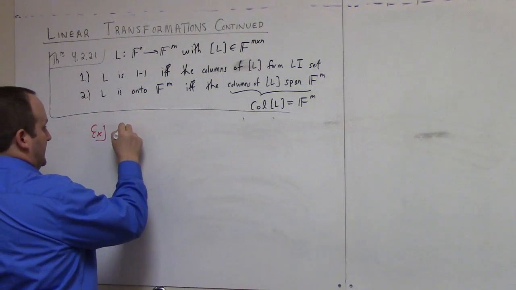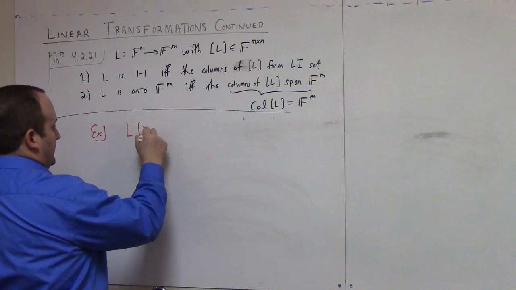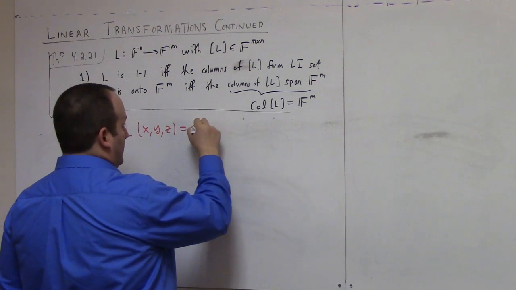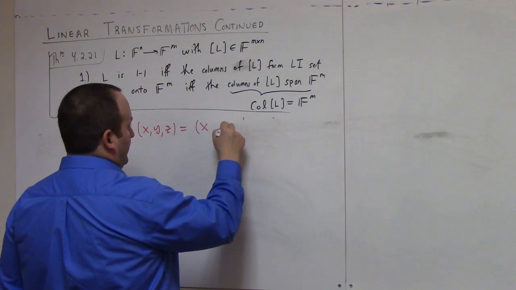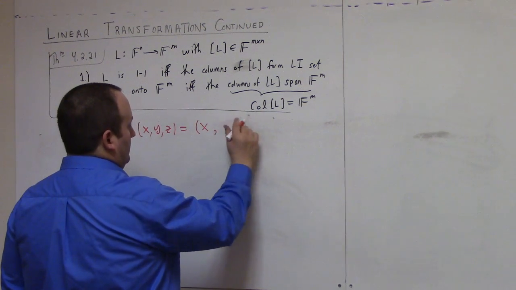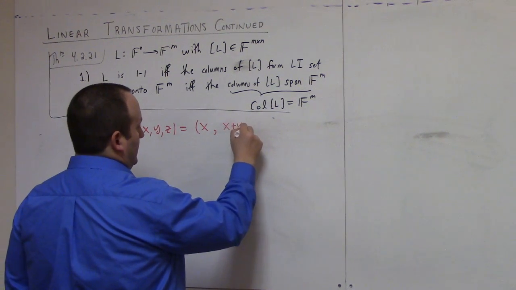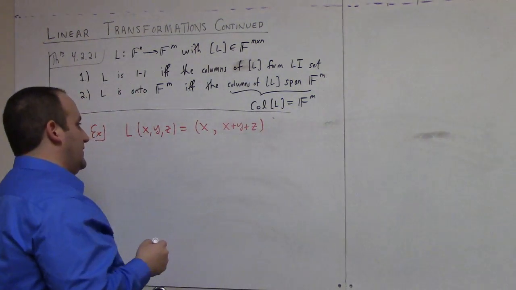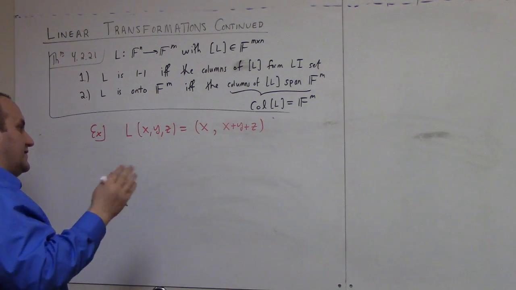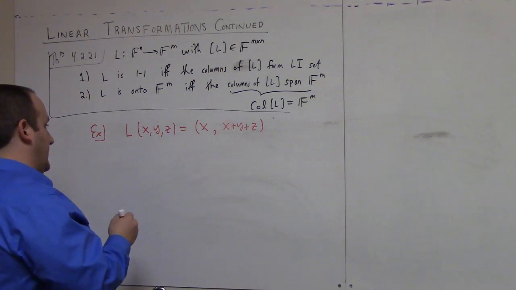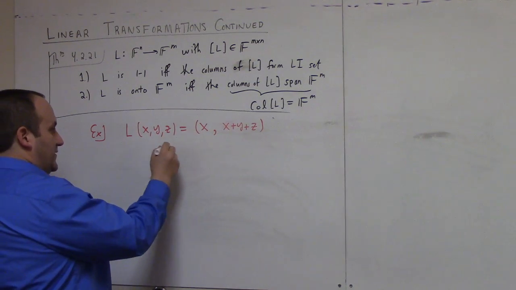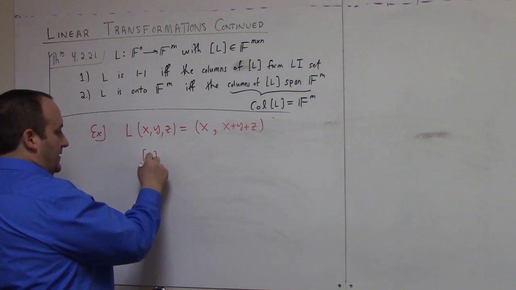if I have, let's say, L of x, y, z equals to x, comma, x plus y plus z, all right? I'll just stop there. You can figure out, is this one-to-one? Is this onto? Is it possible to invert it, all right? Is it possible to find an inverse?